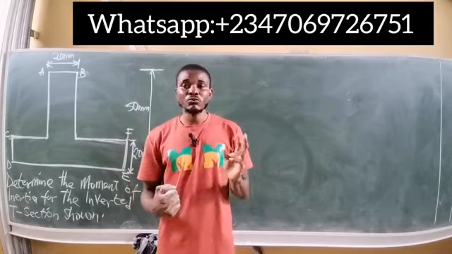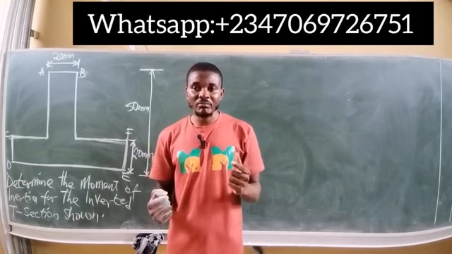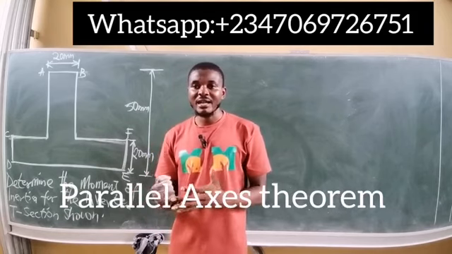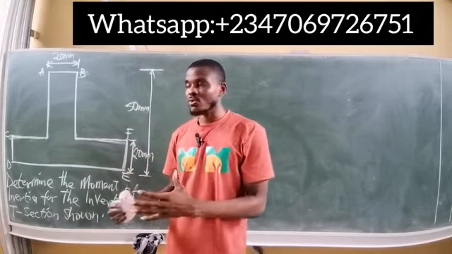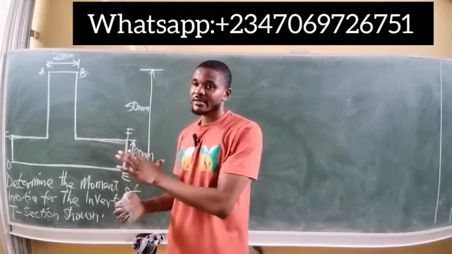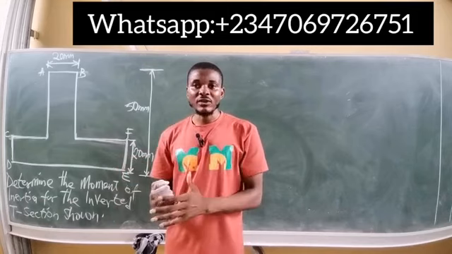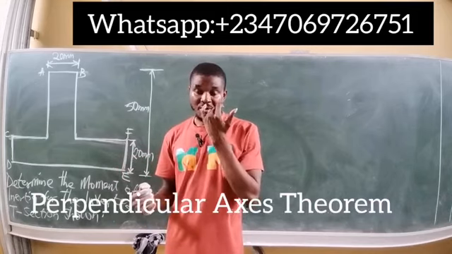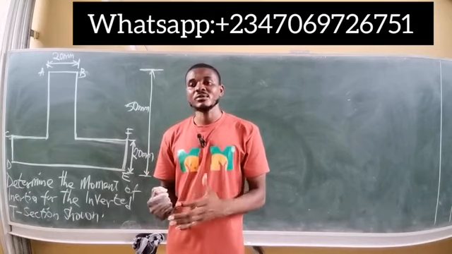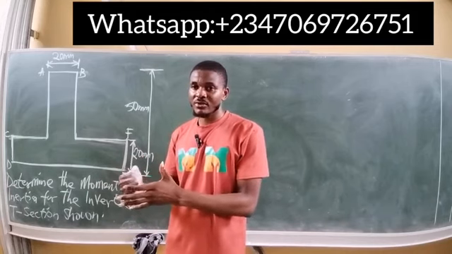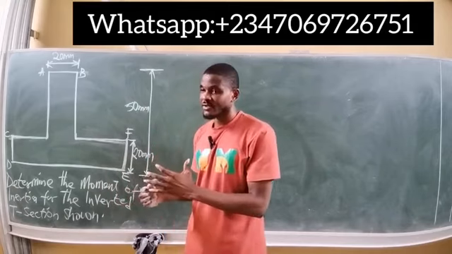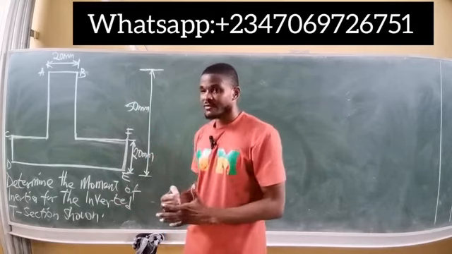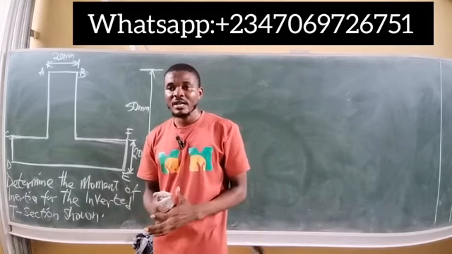There are two basic methods of determining moment of inertia for any composite section. The first method is the parallel axis theorem. We are simply going to make use of that theorem to determine the moment of inertia for this section. The second method is the perpendicular axis theorem. But that method is a little bit tedious, so we're not going to be talking about it now. For this video, we're going to use the parallel axis theorem to find the moment of inertia for this section. All right, so without further ado, let's get to it.